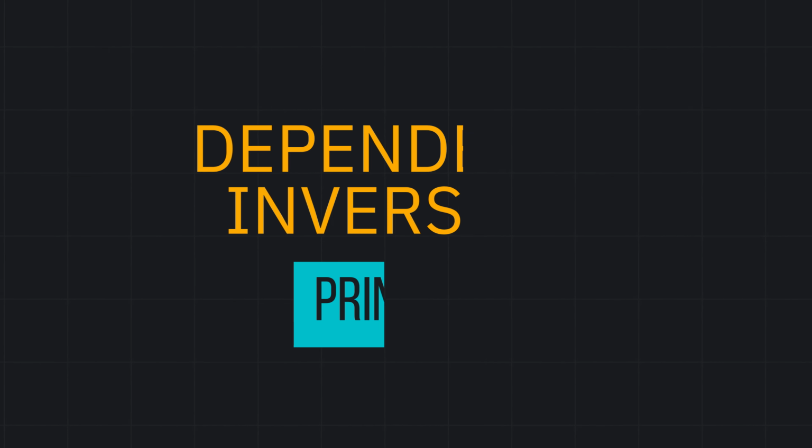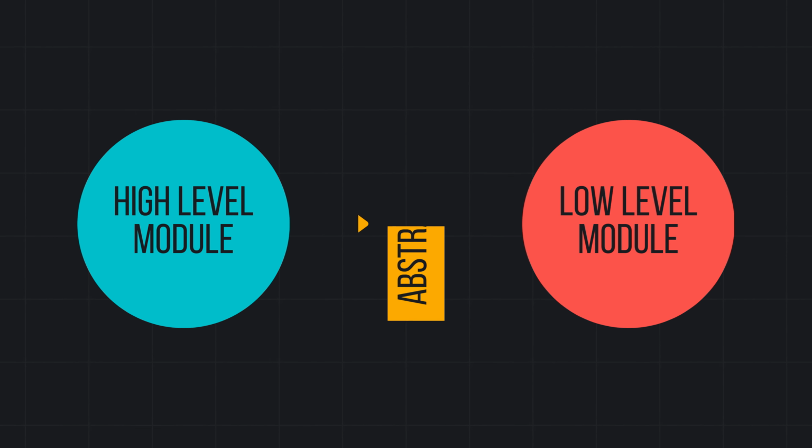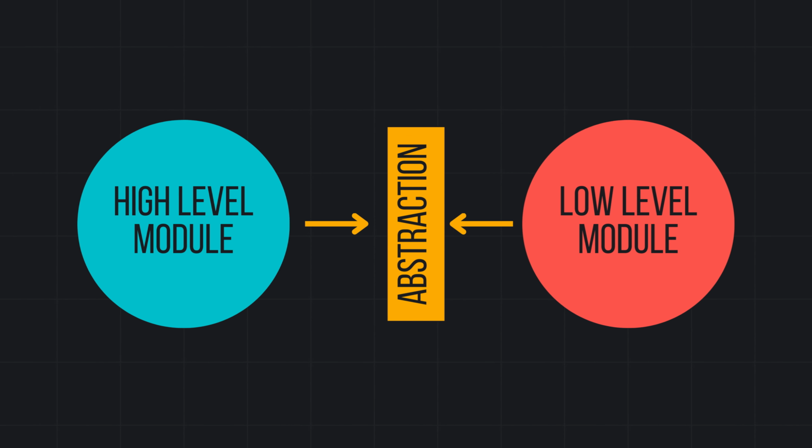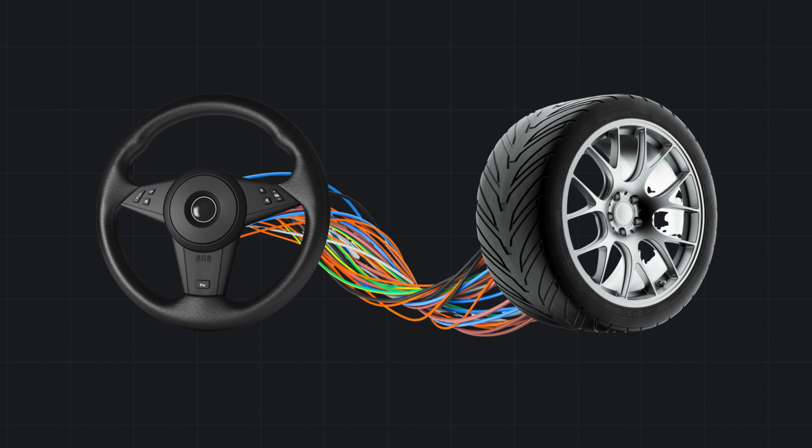Our final principle brings everything together. D stands for Dependency Inversion Principle. High-level modules shouldn't depend on lower-level modules. Both should depend on abstractions. This is like saying your car's steering wheel shouldn't be hardwired to a specific tire brand.